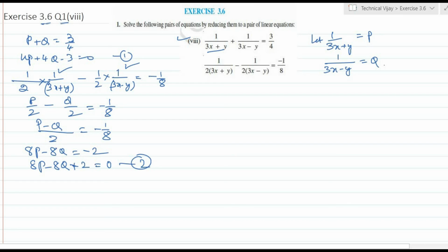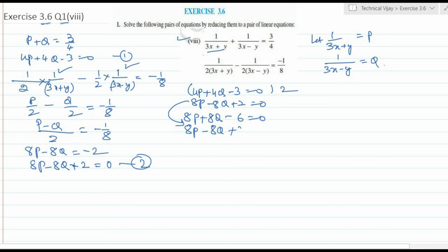This is the first equation. So I will write here first equation, 4p plus 4q minus 3 equal to 0. Second equation, 8p minus 8q plus 2 equal to 0. See here, this you can multiply with 2. So that 8p plus 8q minus 6 equal to 0. And I will write the other as it is, 8p minus 8q plus 2 equal to 0. So here I will add these. So this is 8 plus 8, 16p, minus 6 plus 2, that is minus 4 equal to 0. 16p is equal to 4. So p is equal to 4 divided by 16. 4 ones are 4, 4 fours are 16. p is equal to 1 by 4.